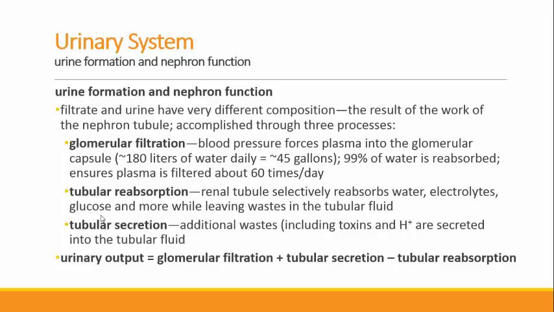So the total urinary output that we produce is the sum of all of the material that gets squeezed out of the glomerulus, that's the glomerular filtration, plus everything that gets added into it specifically, that's tubular secretion, minus anything that gets reabsorbed back into the body.